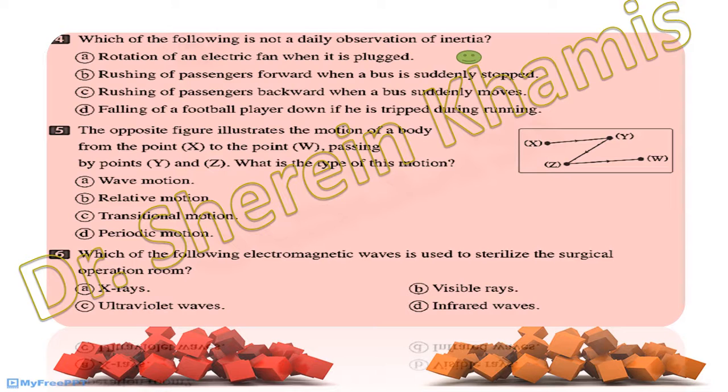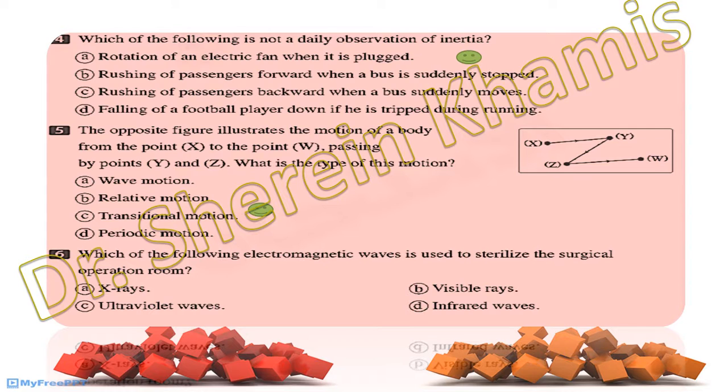Okay, we have a start point and an end point. We said that we can make any kind of motion in between. We move from this to this, so we have a transitional motion. Transitional motion means we have a start point and an end point, and any time or distance between them is not taken into consideration. Okay, let's go to question 6.